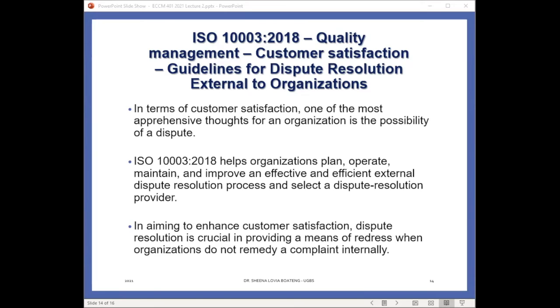Therefore, in aiming to enhance customer satisfaction, dispute resolution is crucial in providing a means of redress when organizations are not able to handle complaints internally. Because like I said, when complaints are not handled well, they escalate into full-blown disputes. So this particular standard is supposed to ensure that organizations are prepared to deal with disputes once they arise. And that is the ISO 10003/2018.